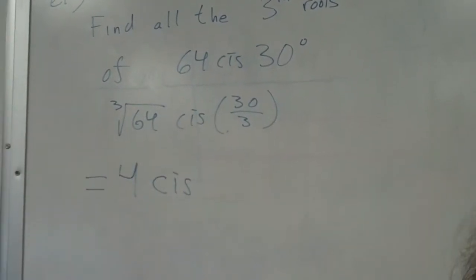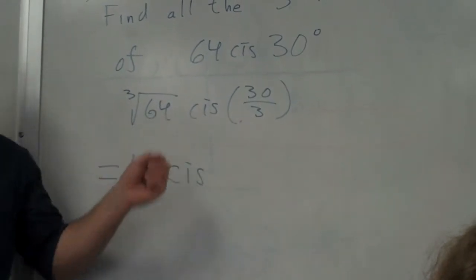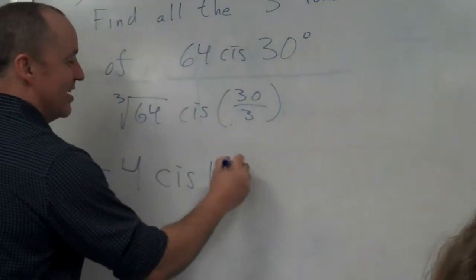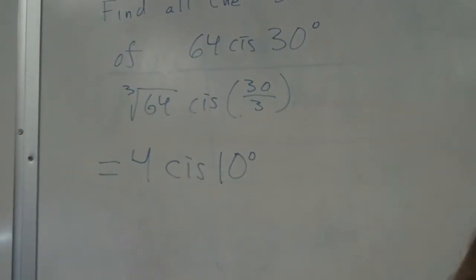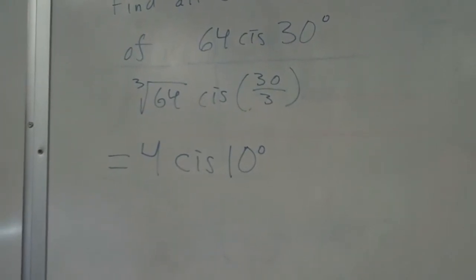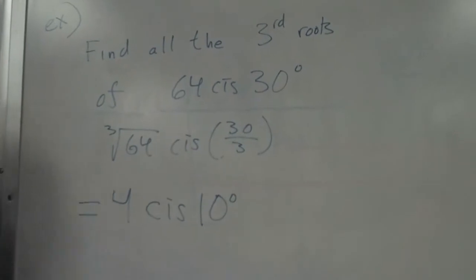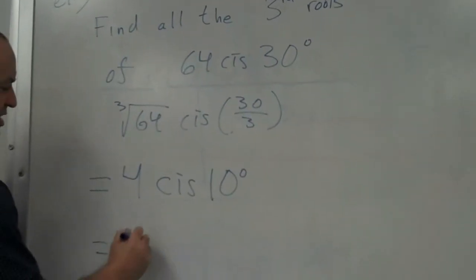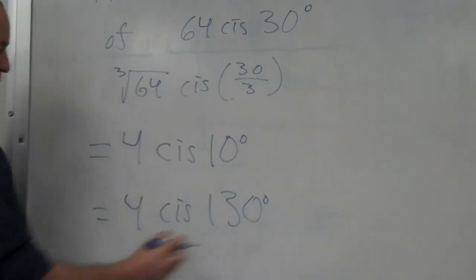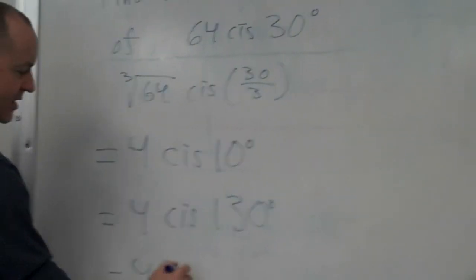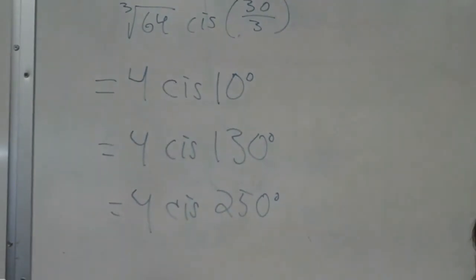Megan, 30 divided by 3. 10. Okay, it was still a little slower than your cube root. All right, it's the third root, so how many answers are we looking for? Three, and they're all 120 degrees away from each other. 360 divided by 3 is 120. We just did that. So the next one is 4 cis 130. Very good. Add 120. And the next one, 250, right? Yep, 4 cis 250 degrees. Call it a day.